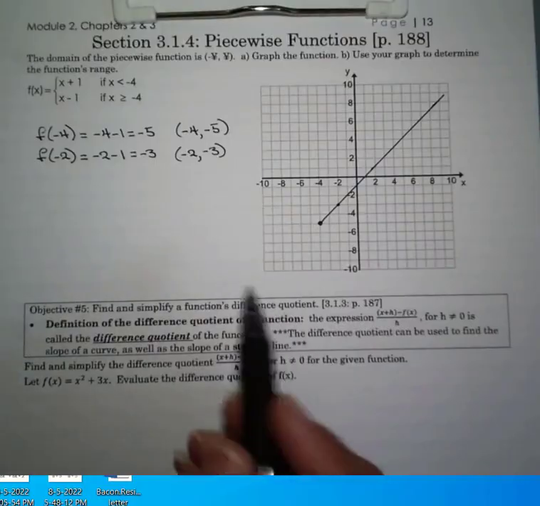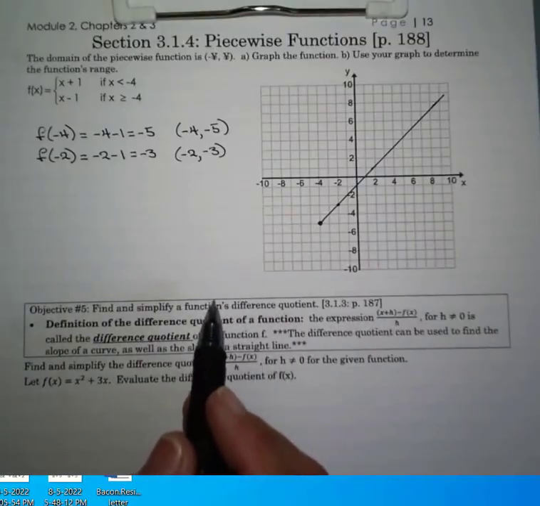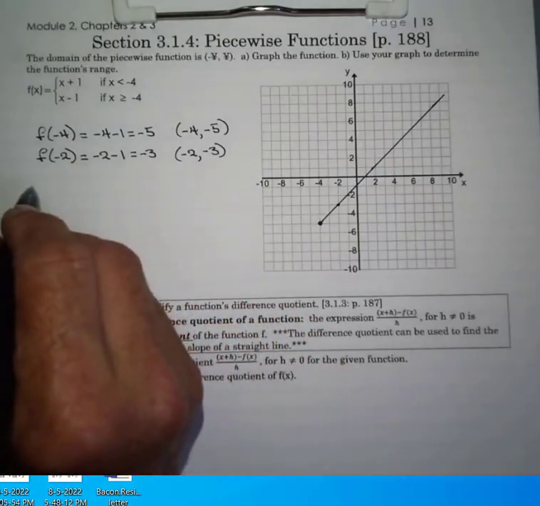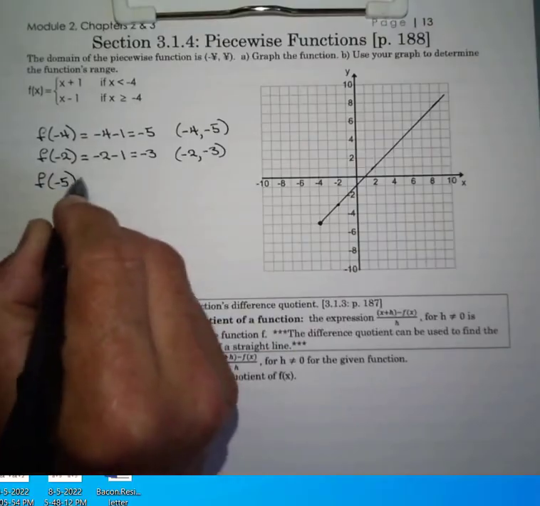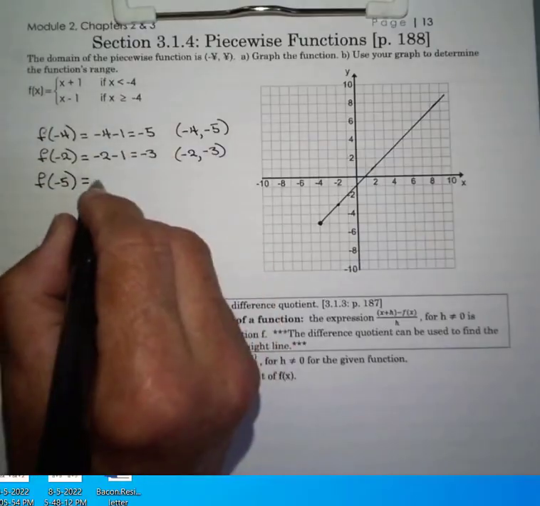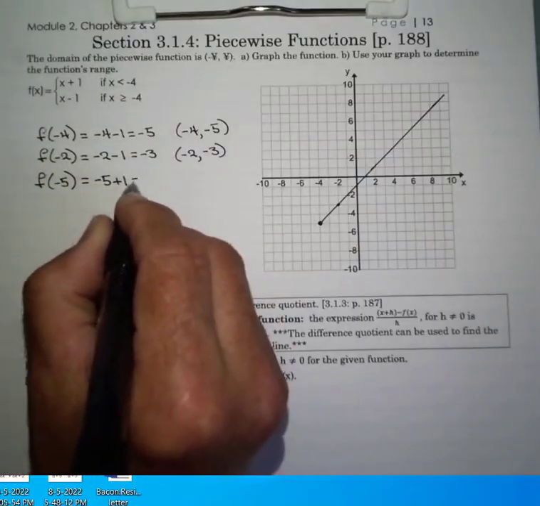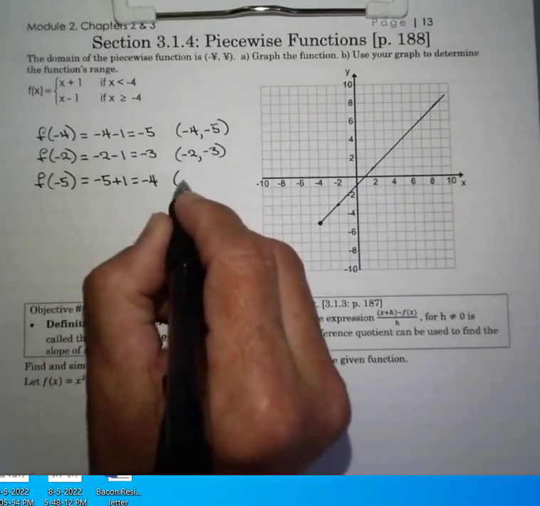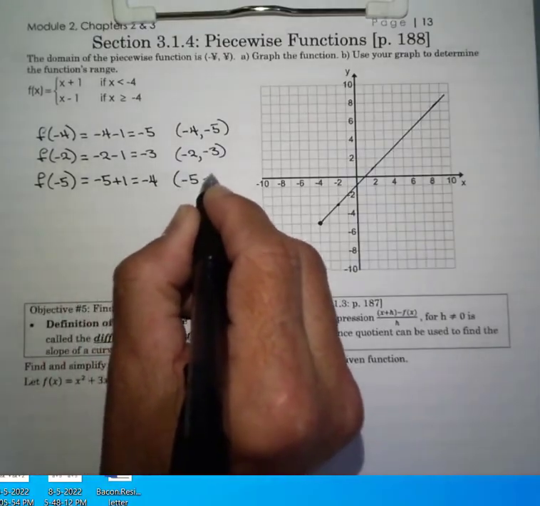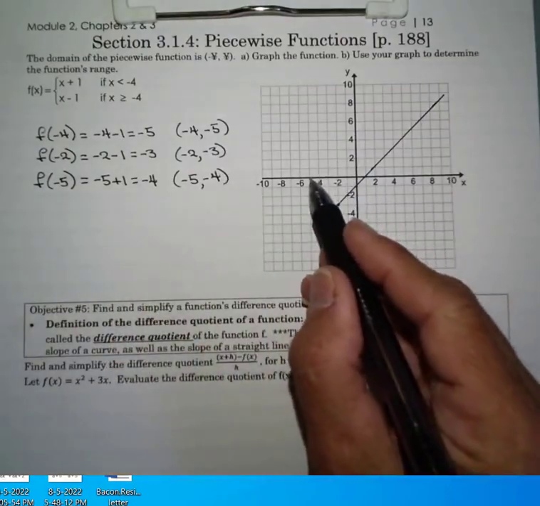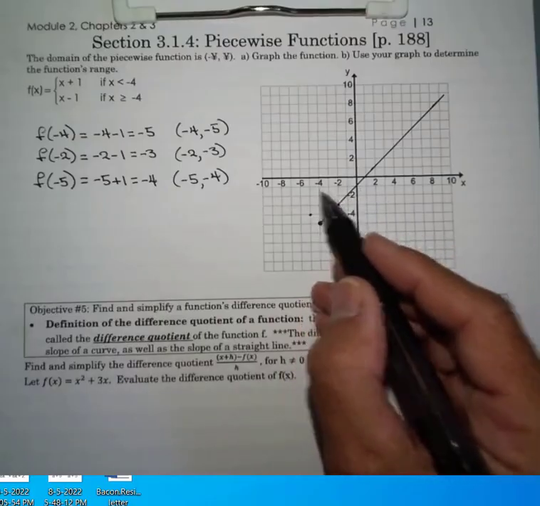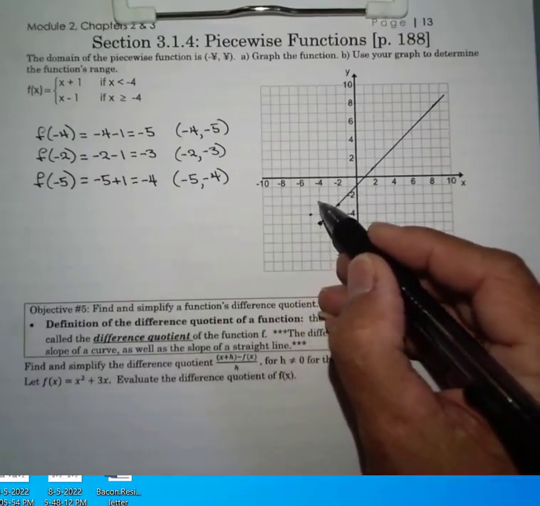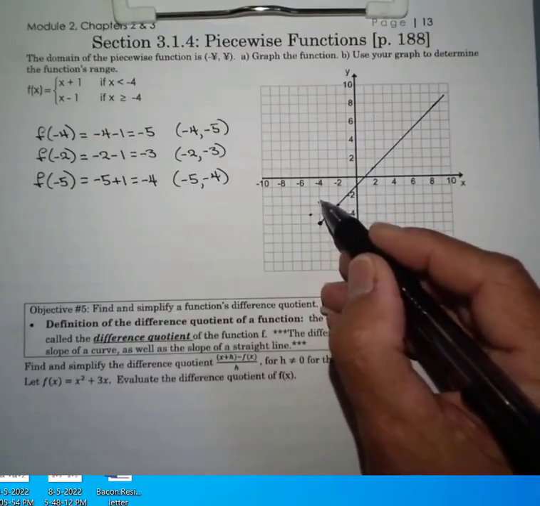Let's try to plot some values for x less than -4. So if x is less than -4, well, let's make it f of -5, right? And that's going to be up here, isn't it? So I'd say it's -5 plus 1, which would equal -4. So that point would be x of -5, y of -4. And I get to -5, -4 right here, okay? It is included in there, isn't it? Because I didn't use -4. I would be able to go all the way up to the part where x is -4 and put an open circle here.